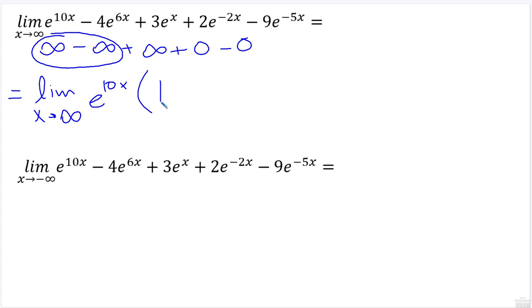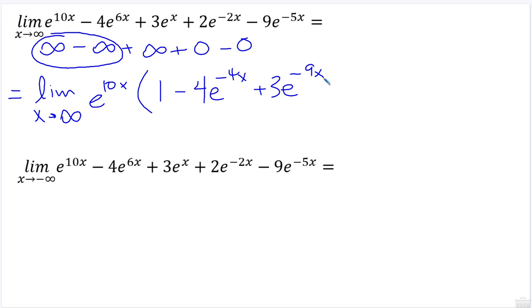But I'm going to end up with just, well, if I factor e to the 10x out of e to the 10x, that's just a 1. And if I factor e to the 10x out of negative 4e to the 6x, that should be negative 4e to the negative 4x, right? I have to add the exponents, e to the 10x, e to the negative 4x. If I add 10x and negative 4x, I should get 6x, right? So I can factor that out. And same here, I'm going to do plus 3e to the, that one's going to have to be a negative 9x.